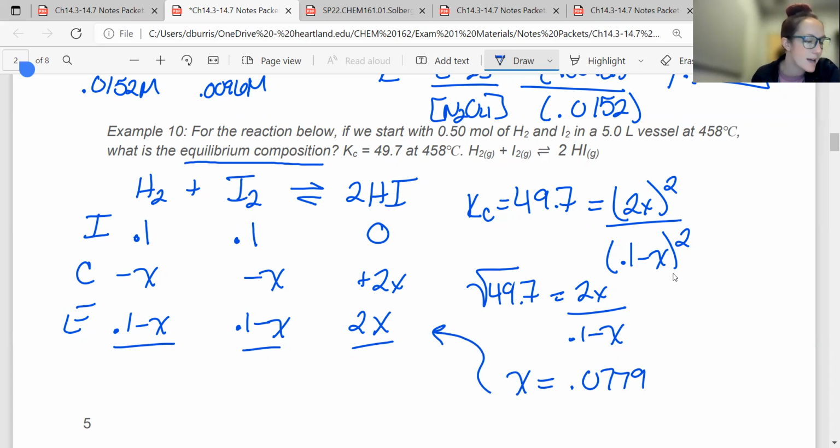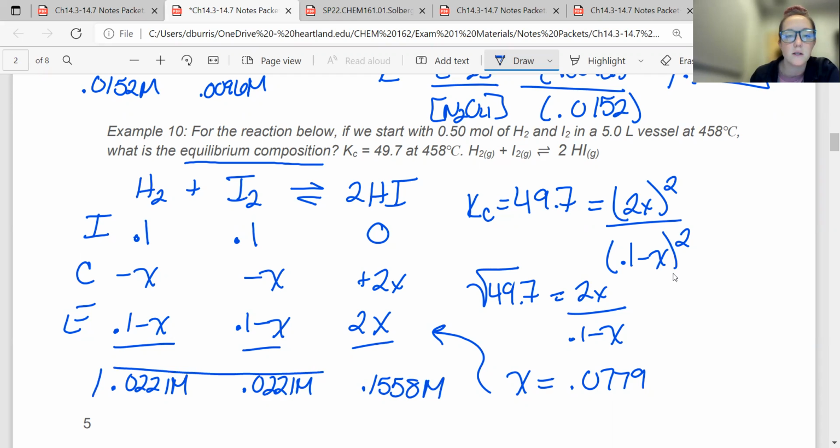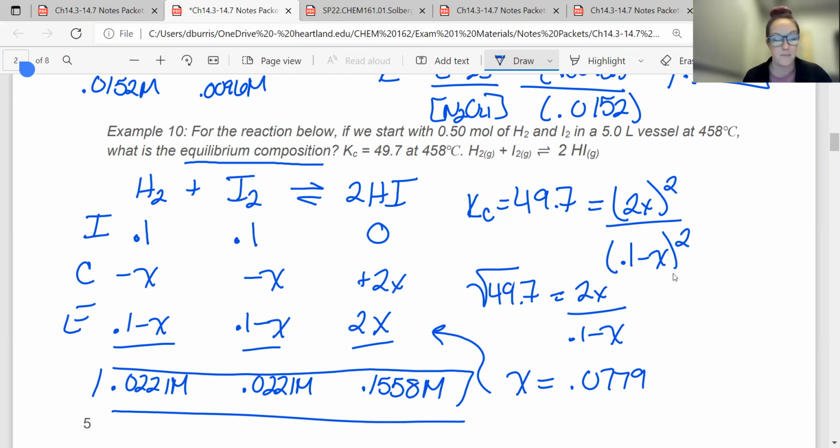So I'm going to plug in my x, and then I will get that this is 0.0221 molar. This one is the same, 0.0221 molar. And this one is 0.1558 molar. That's too many sig figs, but that's okay. So these are each of my concentrations. These are the answers I'm looking for. Okay, concentration for each one.